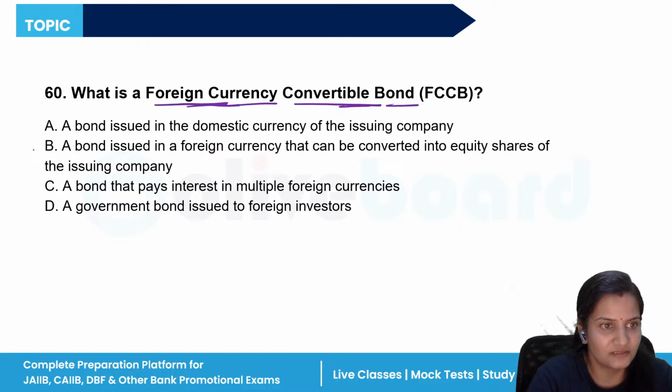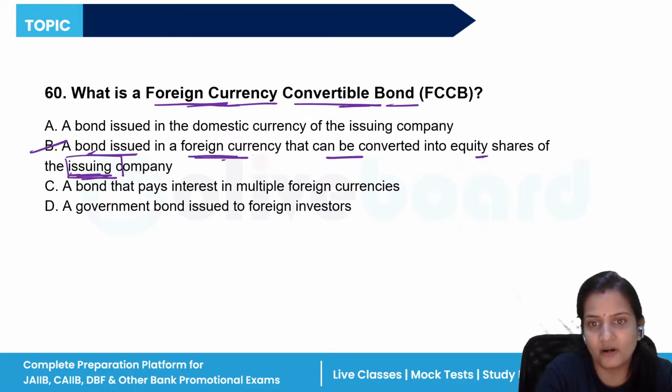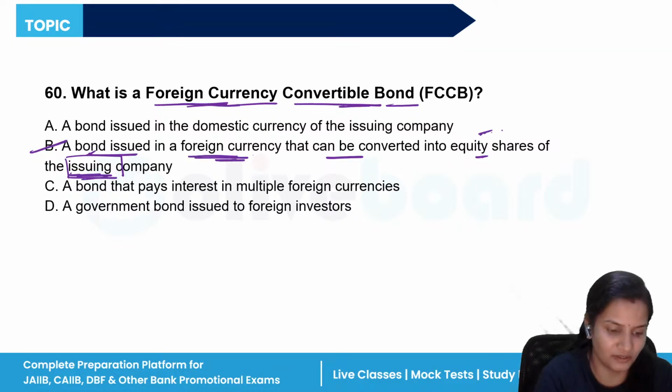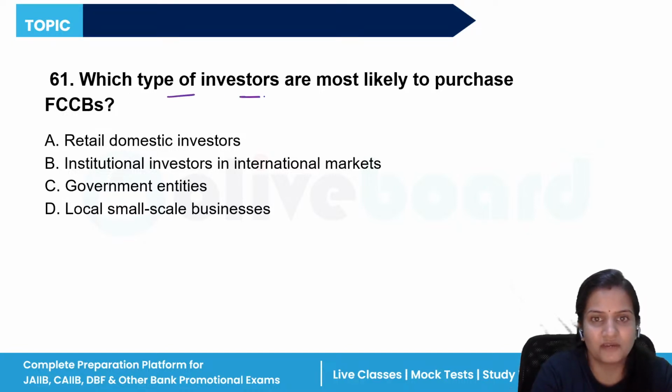Yes, very nicely, Anita ji. Correct answer. You are giving me maximum correct answers. A bond issued in a foreign currency. A bond is issued in a foreign country as well, that can be converted into equity shares of the issuing company. The bonds which you have issued in that issuing company are converted later on into equity shares, and in which type of currency? That is in a foreign currency. So this is foreign currency convertible bonds. Which type of investors are most likely to purchase FCCBs?